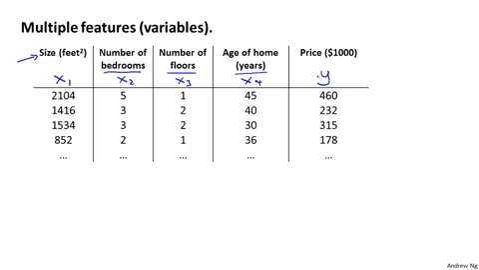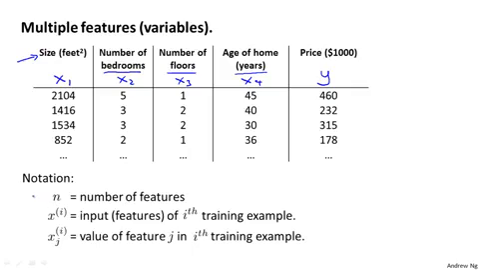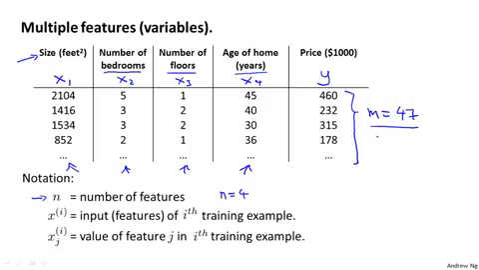Now that we have 4 features, I'm going to use lowercase n to denote the number of features. So in this example, we have n equals 4 because we have 1, 2, 3, 4 features, and n is different from our earlier notation where we were using m to denote the number of examples. So if you have 47 rows, m is the number of rows in this table or the number of training examples. So I'm also going to use x superscript i to denote the input features of the ith training example.